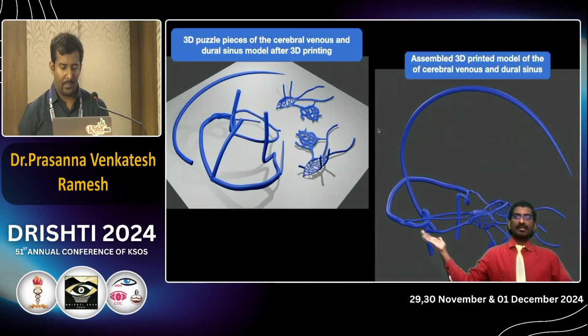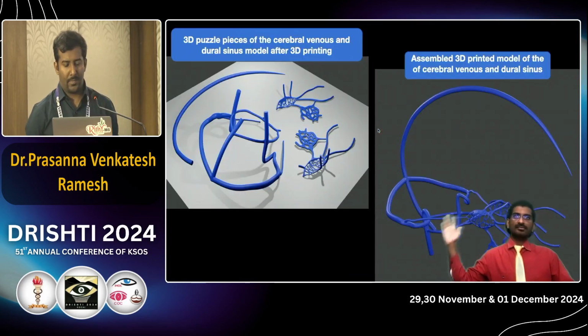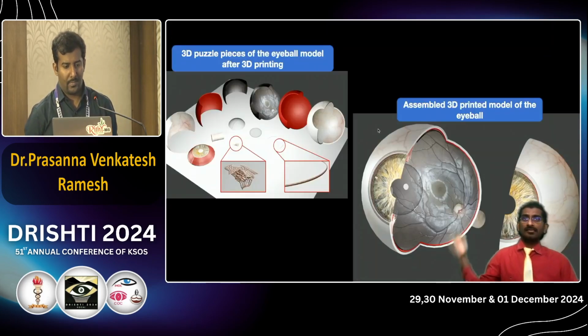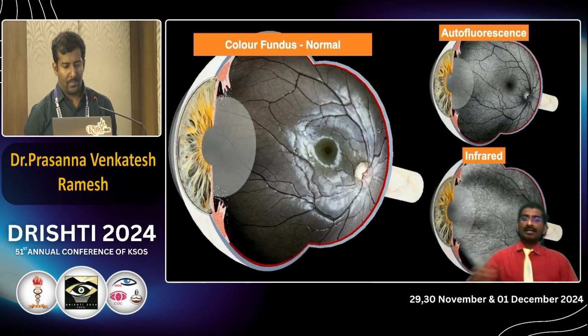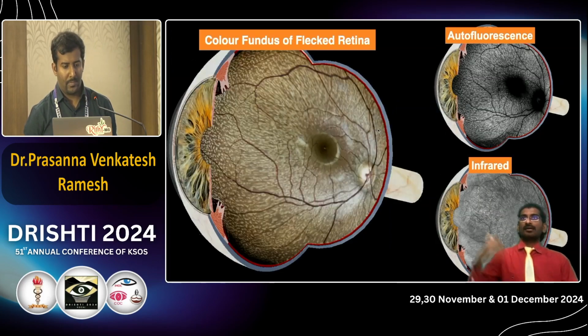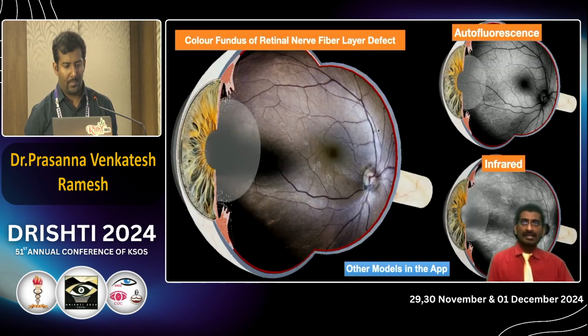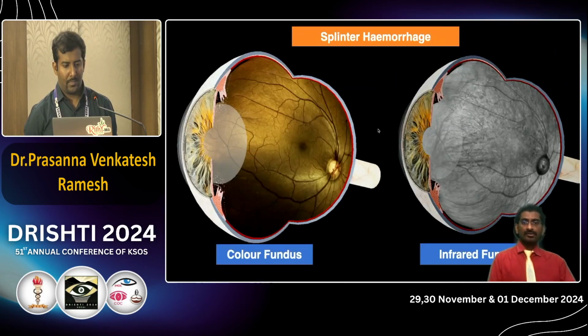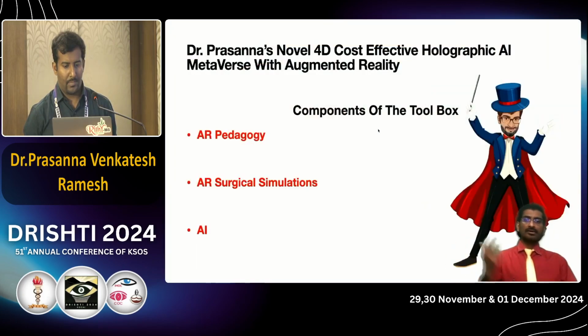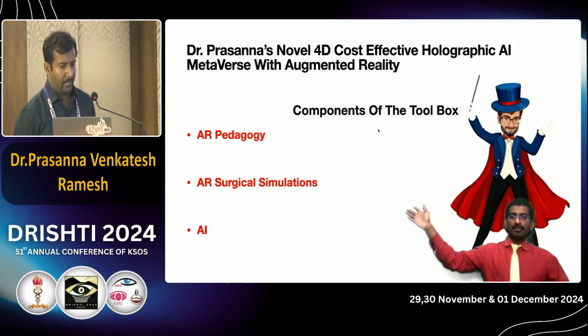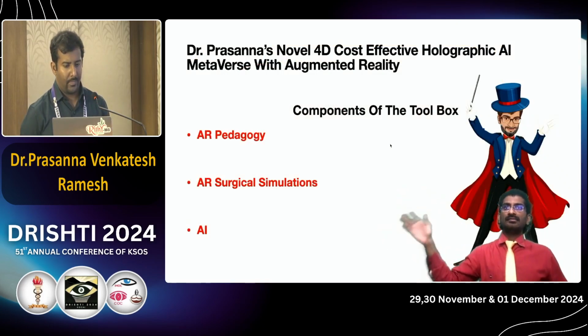And then this is the 3D model of the circle of Willis, the cavernous sinus, and even the eyeball as well. And then start collecting the autofluorescence and infrared images, retinal fibrovascular band, retinitis pigmentosa, nerve fiber layer defect, to name a few. You just keep starting your collection and then push yourself further, where we landed up in the metaverse, the pedagogy, simulations, and AI.